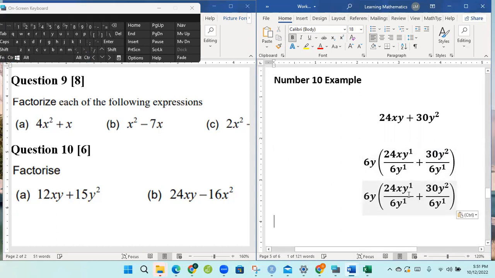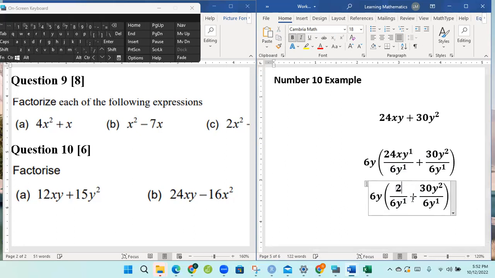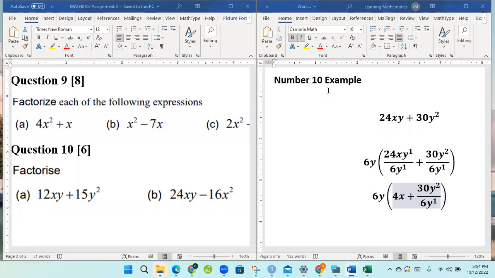24 divided by 6 is 4. 1 minus 1 is 0. So the y cancels out. So we are left with 4x. Now, if you multiply 6y by 4x, will we get 24xy? Yes. So yes, 6 4s are 24. Y by x is xy, so that's 24xy.